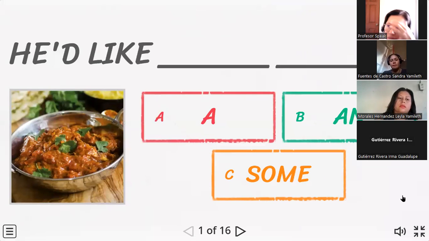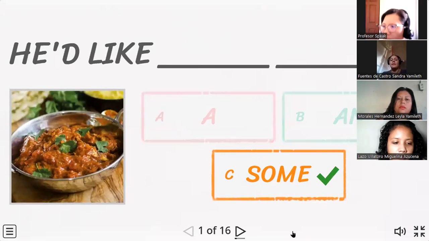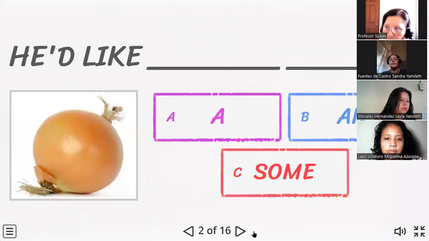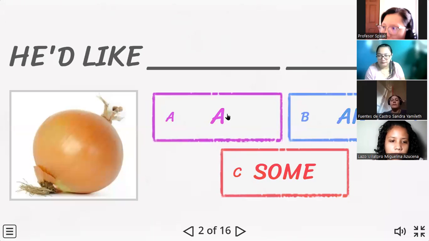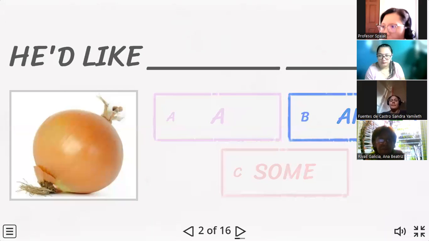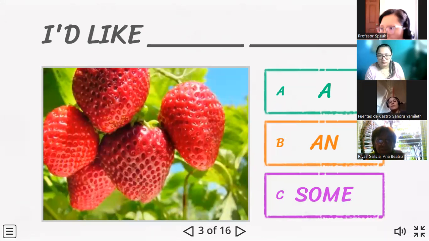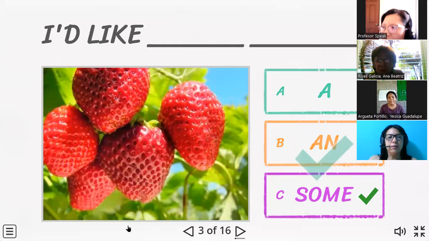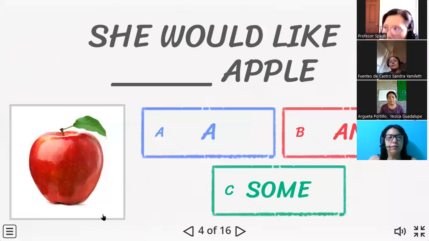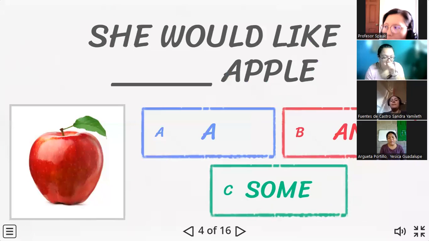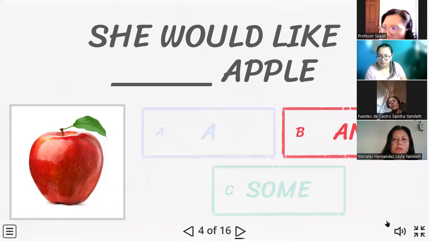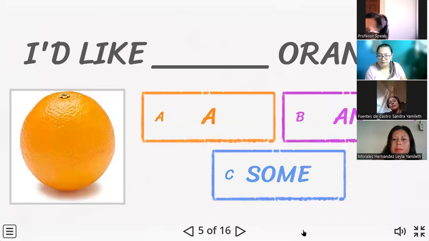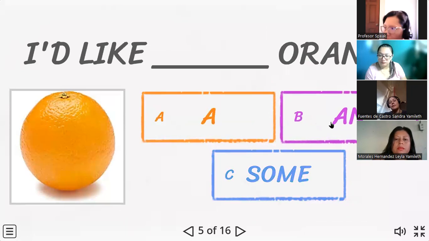So what do you think? This looks more like pasta or something, or curry, I don't know. Okay, very good. Yeah. A, B, or C? B. Okay. Very good. An onion, right? Because it begins with a vowel sound. And letter B. Okay, letter B.